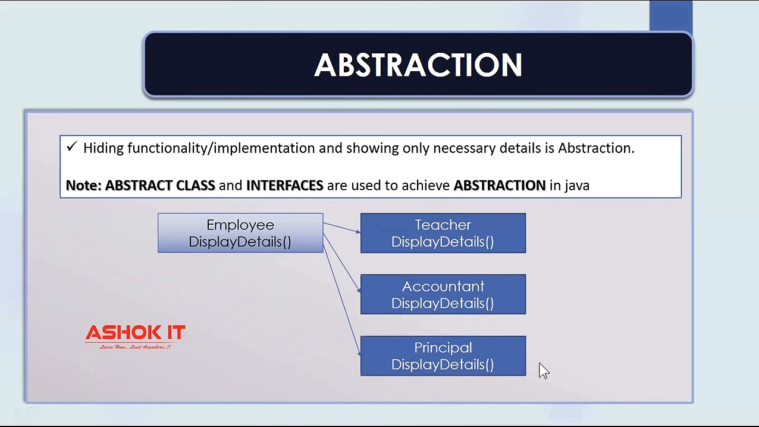So here in the graphical example, employee contains display details as a method with no definition, and the child classes of the employee class, that is teacher, accountant, and principal, three different child classes, can define the abstract method display details in their own way. They can override the abstract method or give a definition to the abstract method according to the requirement. So abstraction is showing only necessary details and hiding the functionality or implementation of the method.